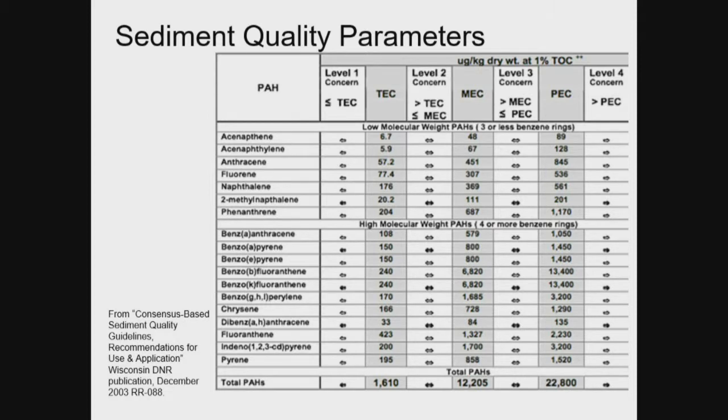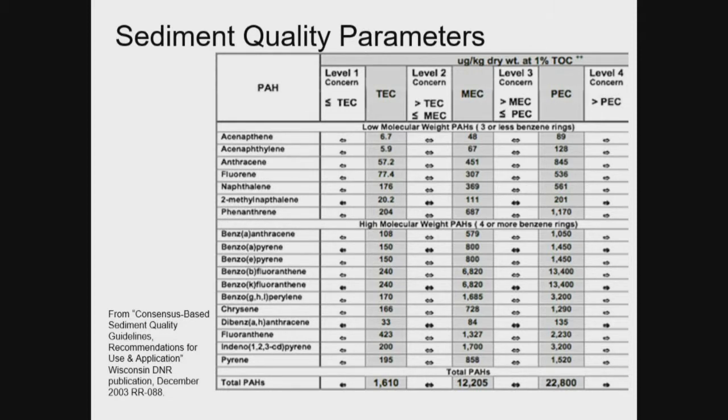The TEC is the threshold effects concentration. That's on the far left, and that's what we consider that if you're below that, really there isn't anything that we've seen detrimental to any wildlife. Midpoint effects concentration, MEC, in the middle. So these are what the DNR uses when they look at sediment in rivers and streams and lakes to see whether it's been impacted by these pollutants. They'll look at these numbers.